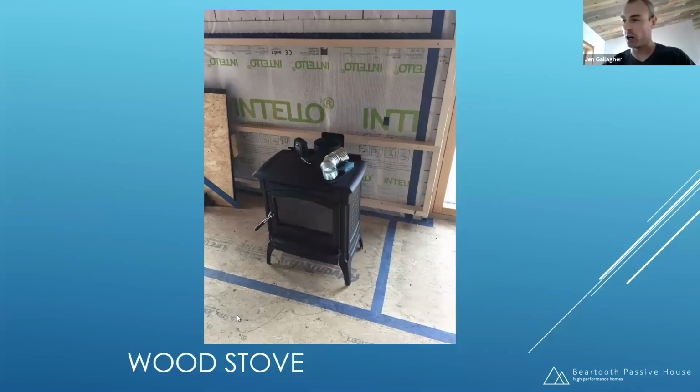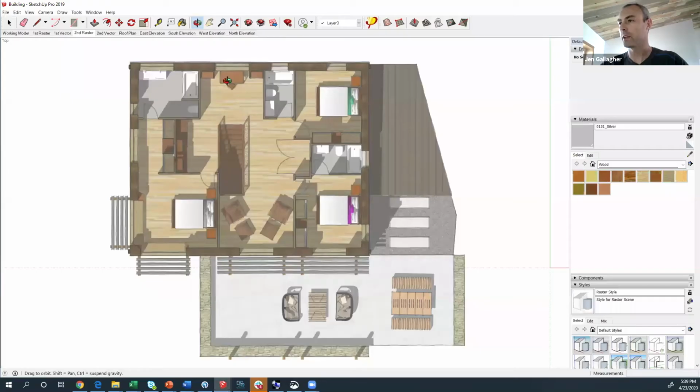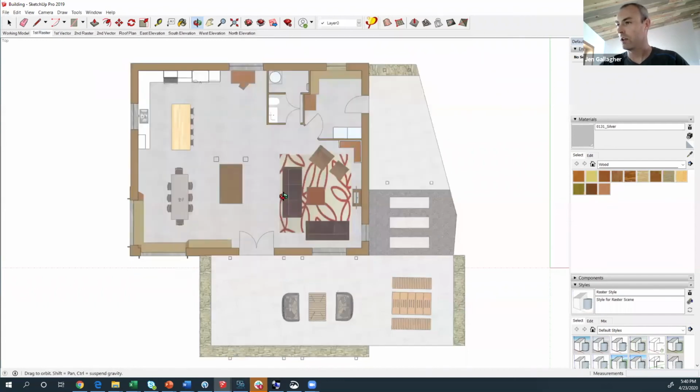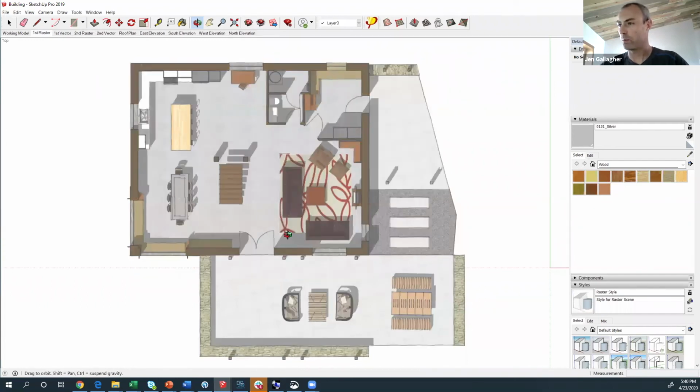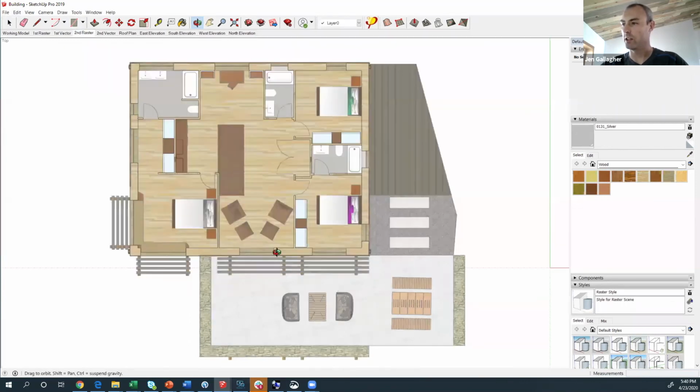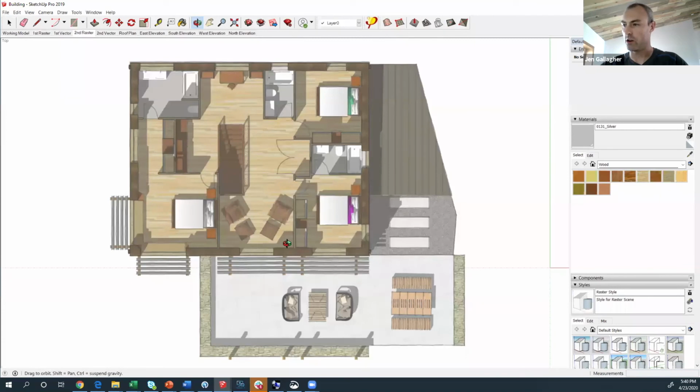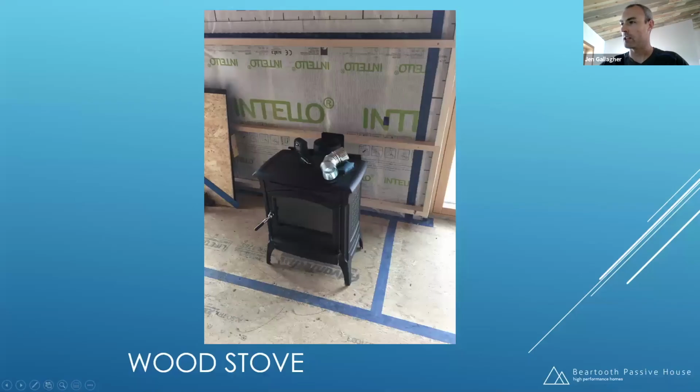So our wood stove, let's bounce back here real quick. Our wood stove sits downstairs. So here's the downstairs floor plan. Our wood stove sits right here. That means the chimney has to go up, and it's not drawn on here, but we've got a chase right here in the corner. Okay, so keep that in mind.